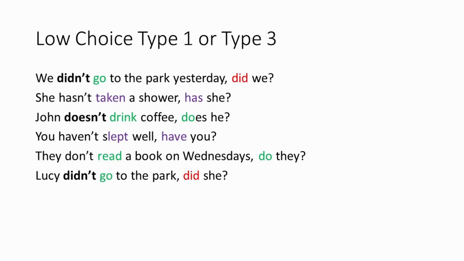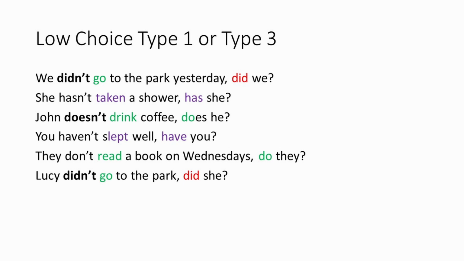Okay, so the first one, we didn't go to the park yesterday. So even though it's did we, it's a type 2 at the end, because we've got didn't here, we need to use the type 1, didn't go. Okay, the second one, she hasn't taken the shower, has she? So has indicates it's a type 3.